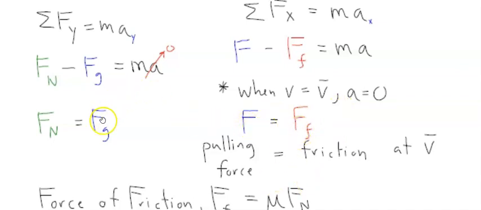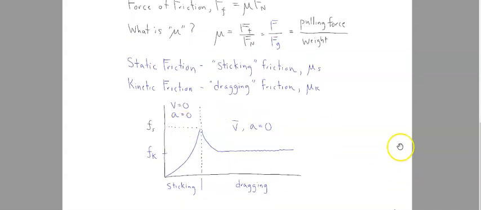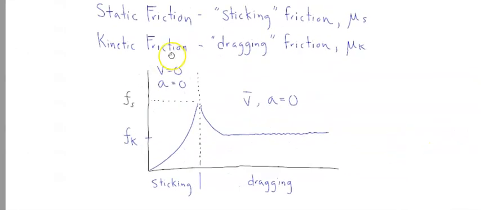And of course, we proved that the weight and the normal are in fact equal and opposite to each other. The Greek letter mu in this special condition is equal to the pulling force to weight ratio. There are two kinds of friction: static friction and kinetic friction. Static friction is sticking friction, and that is given as mu sub s, and kinetic friction, which is dragging friction, is given as mu sub k.